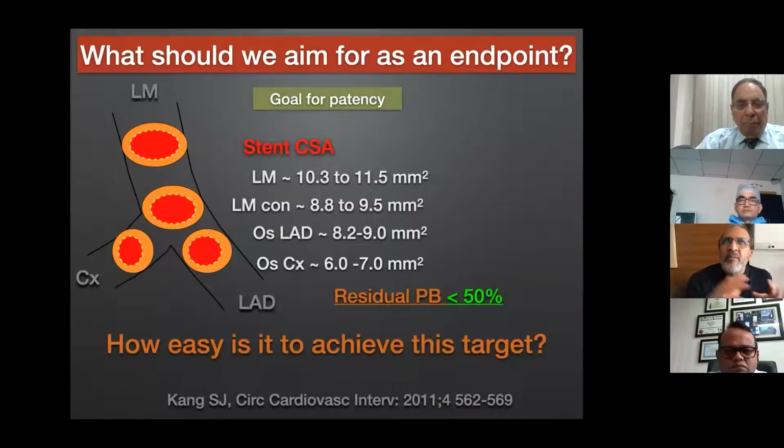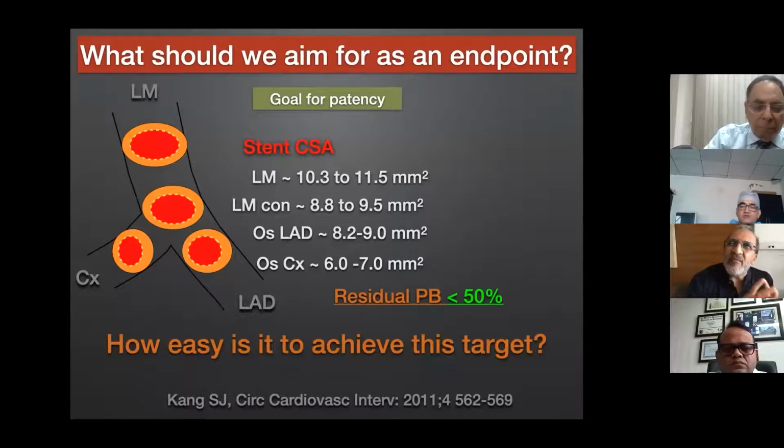But the most important thing is, what should we aim for as an end point? We know what to start with. What do we end for? Angiographic, all the trials have talked about angiographic endpoint, where success is defined as anything less than 50%. But I think that's where we go wrong.